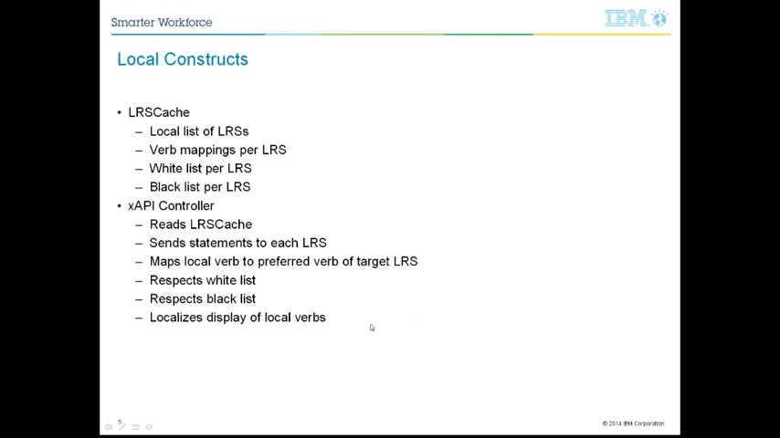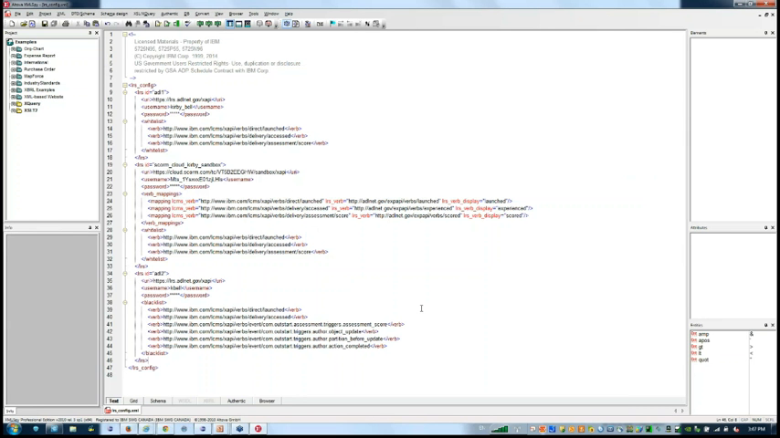Right. We did not localize the target or mapped verbs, and I can explain why after I show you the mapping. So here's the example of the local mapping. We could have done this in a database or any data store, but for the purposes of the POC, we chose a simple XML file.